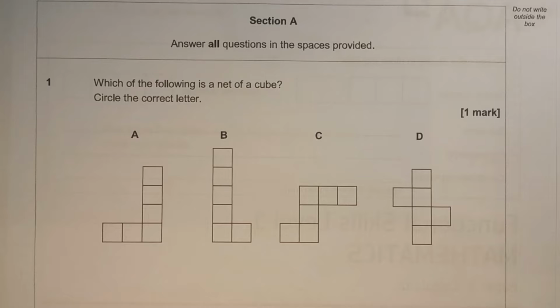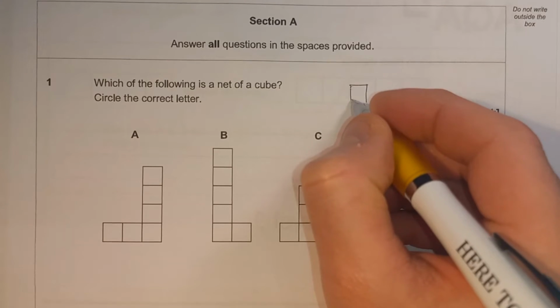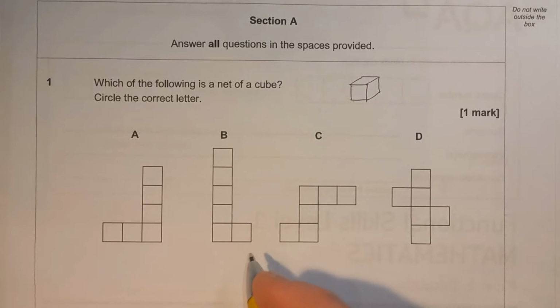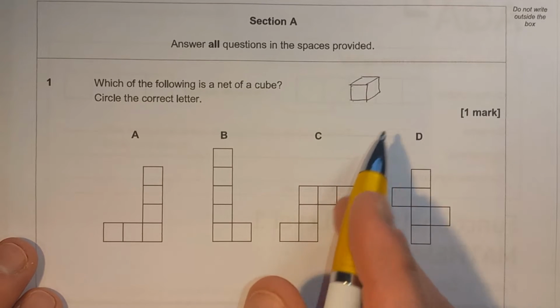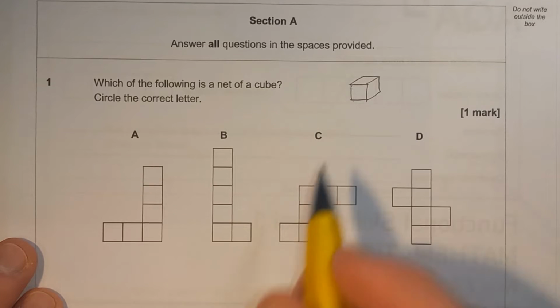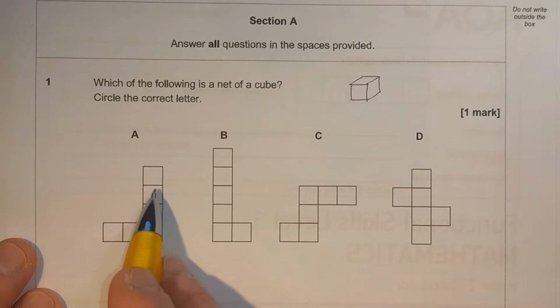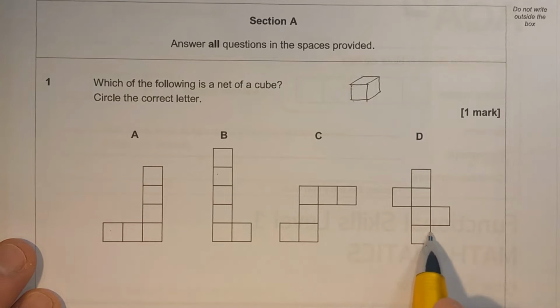Question 1. Which of the following is a net of a cube? Right, well, let's just draw a cube. A cube looks like that. So think of it as a dice. And if you remember, with a dice, you've got 6 sides on it. Okay, so let's see how many sides we've got here. 1, 2, 3, 4, 5, 6. Okay, so that's not helped, but it's worth looking at that, okay?